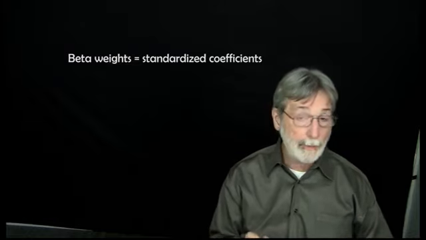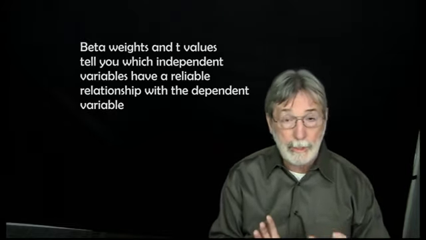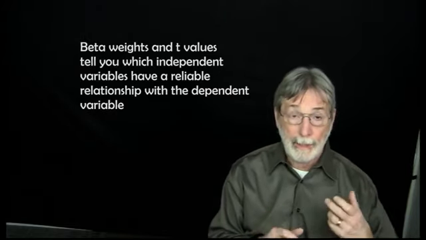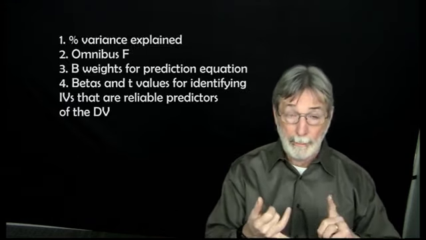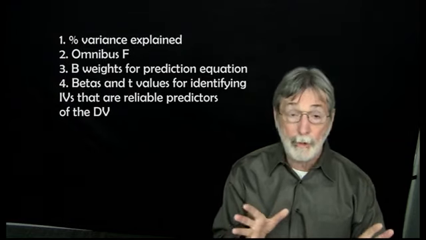They're very important. But if you look on the other side of the table, you see what are known as beta weights. Beta weights are standardized regression coefficients. They're sort of like z-scores. And you notice there's a t value next to each of those. What the beta weights tell you that the B weights don't is which of those independent variables are significantly related to the dependent variable.